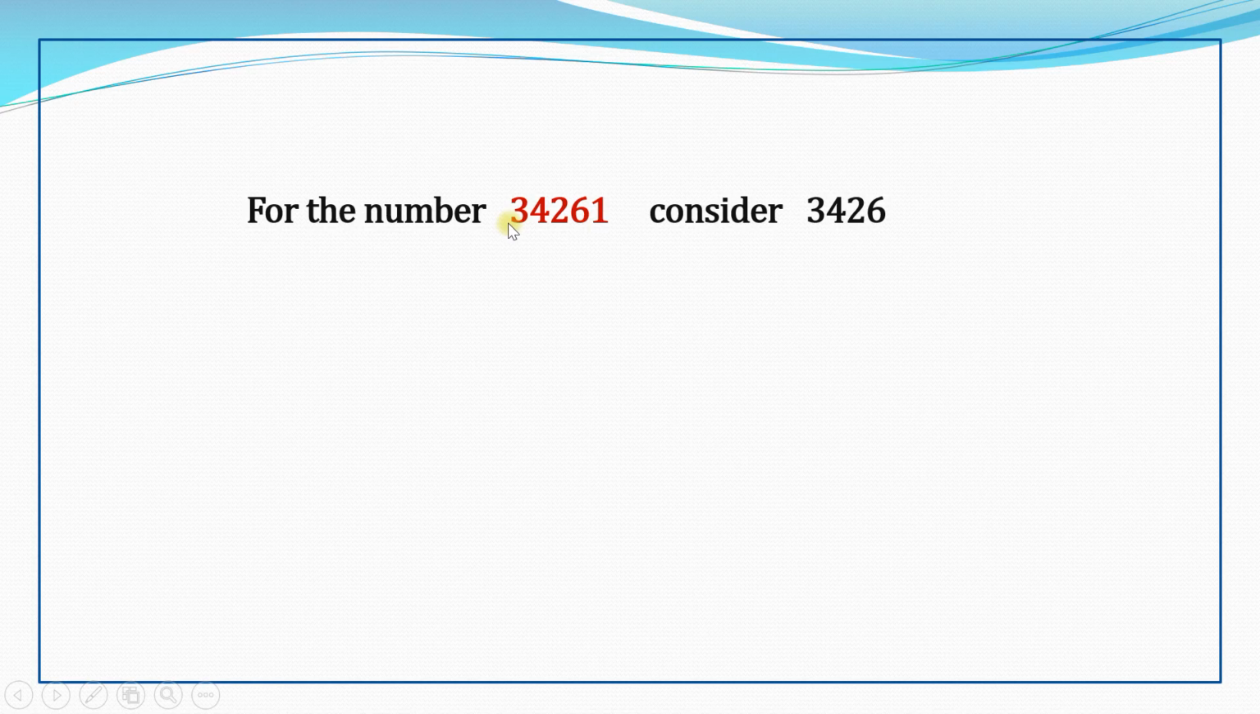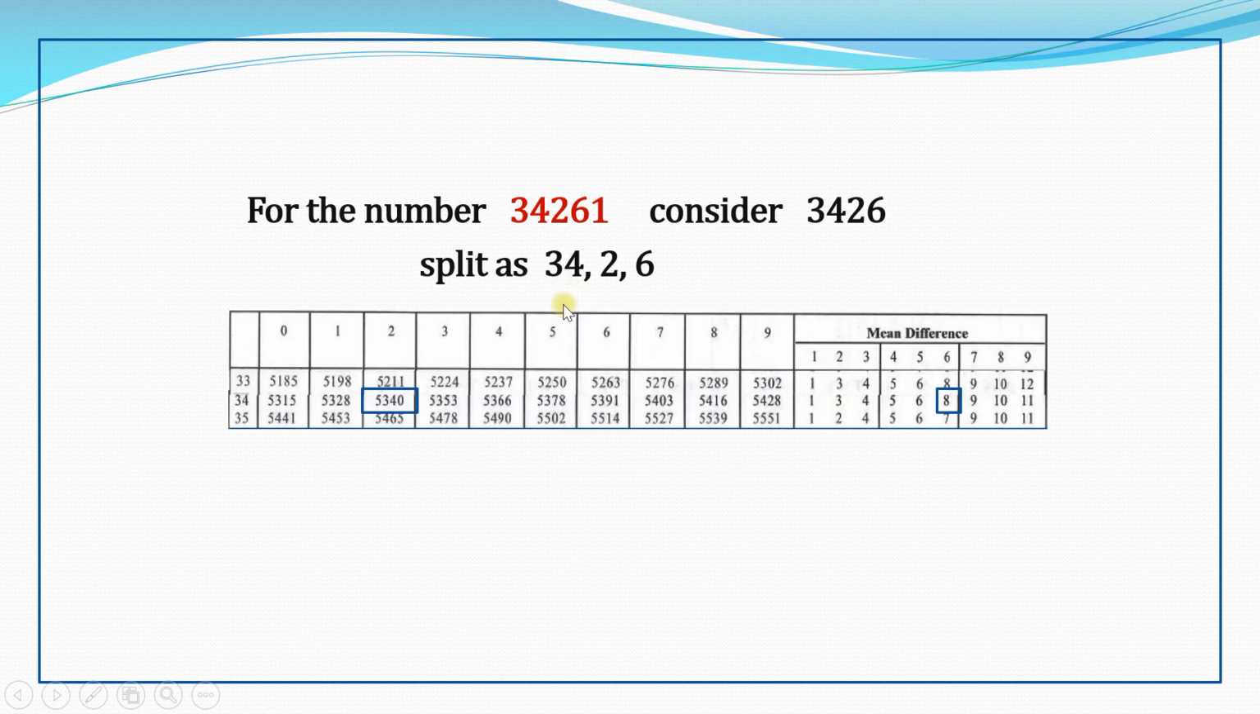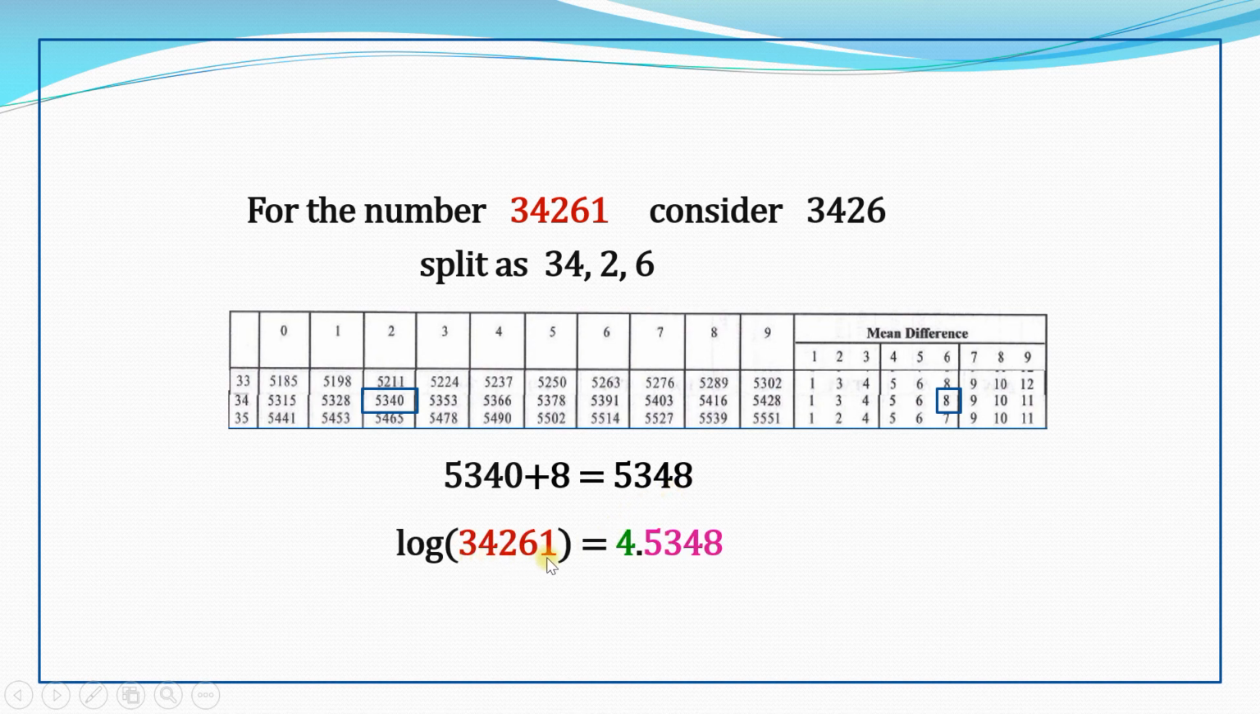In this example, you have 34261. Consider the first 4 significant digits, that is 3426, and split into 3 parts as discussed earlier, and look in the logarithm table, the row number 34 under the column headed by 2, which is 5340, and in the mean difference column headed by 6 is 8. So add those two, you get 5348, and for the log of 34261, you know this number is greater than 1, so you have 5 digits in the integral part, so subtract 1, so 4 will be the characteristic, place the decimal point and write this 5348, which is the mantissa.